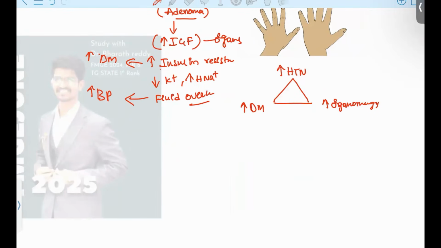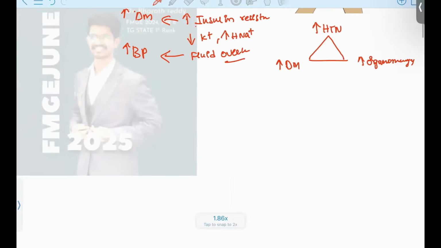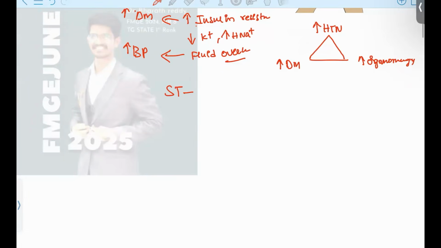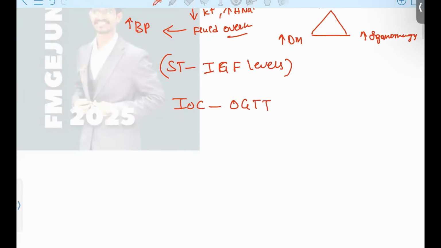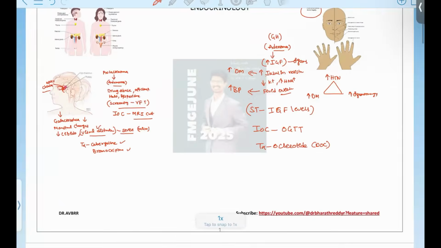And what is the screening test for this patient? So the screening test for this patient is the IGF levels only. You have to check the IGF levels. And then the investigation of choice is the OGTT. OGTT is the investigation of choice. And the treatment of choice is octreotide. This is the acromegaly overview.